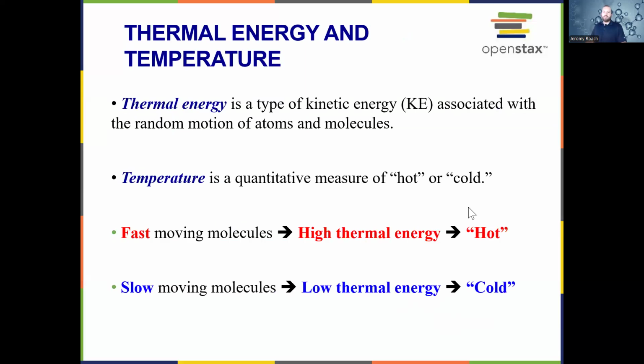Thermal energy and temperature. Thermal energy is kinetic energy due to the motion of atoms and molecules. Temperature measures how hot or cold something is. And that's related to the average speed of particles. If particles are moving faster, there's a higher temperature, and we would say that that's something that's hot. If they're moving slower, then there's a lower temperature, and we would say that it is cold.